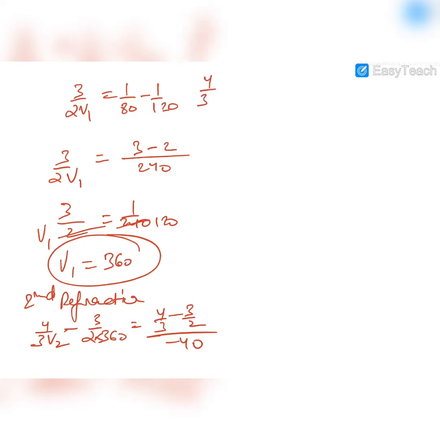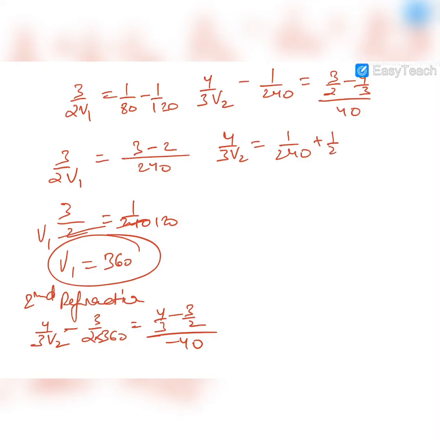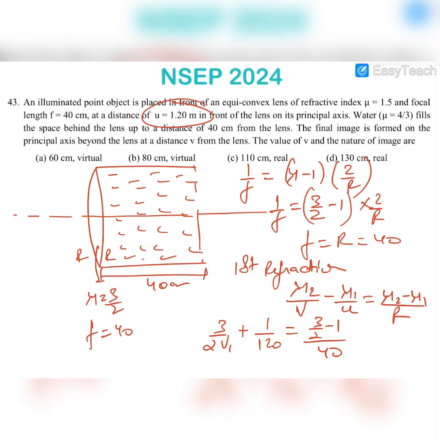So 4 by 3 V2 minus this is 1 by 240 will be equal to 3 by 2 minus 4 by 3 upon 40, and 4 by 3 V2 will be equal to 1 by 240 plus 1 by 240. So this will be equal to 1 by 120. So V2 will be equal to 160. Now this is V2. So V2 is the distance of the final image of this refraction. Now it is at 160.